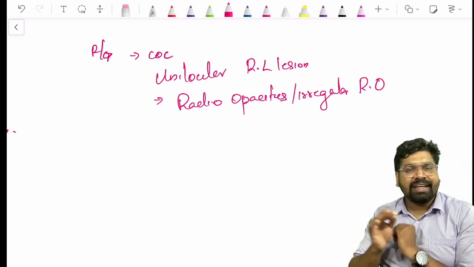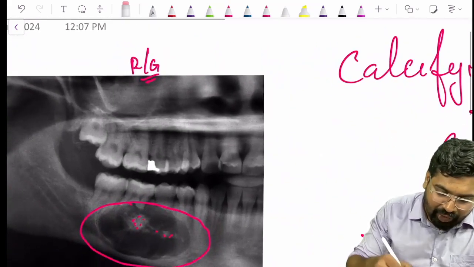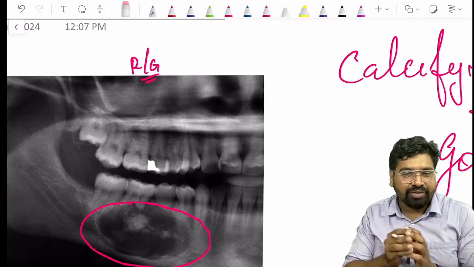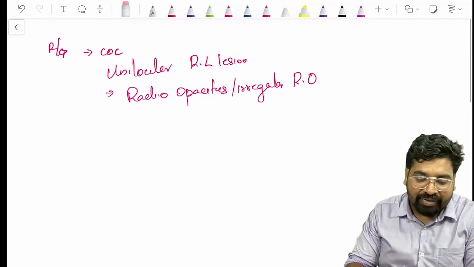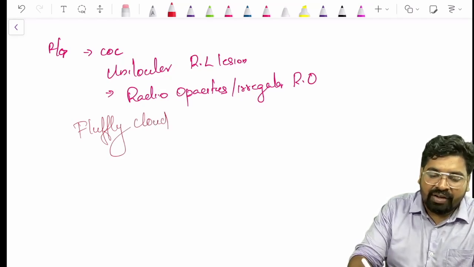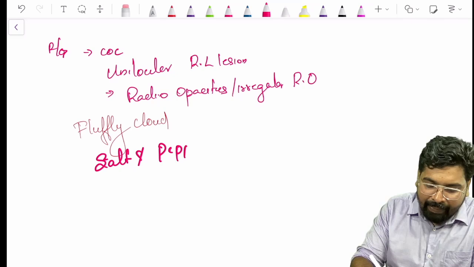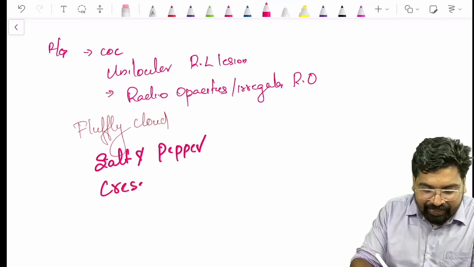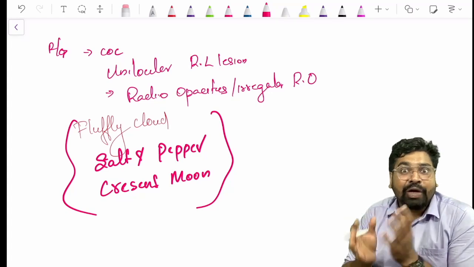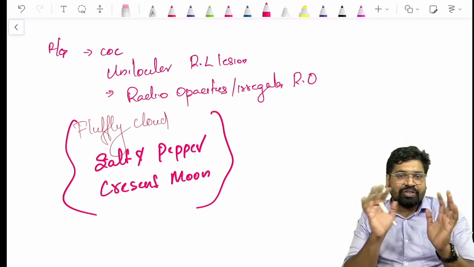Now, can you see these radio opacities inside the radiolucent lesion in this radiograph? We have a certain radio opacity seen here, and it is appearing as a cloud like appearance. There are interesting terms for these radio opacities. We say fluffy cloud appearance, or salt and pepper appearance, or crescent moon appearance. Crescent moon, salt and pepper, fluffy cloud. These are all the fancy names given to the radio opacities seen inside the radiolucent lesion of COC. So that is the picture you should imagine.